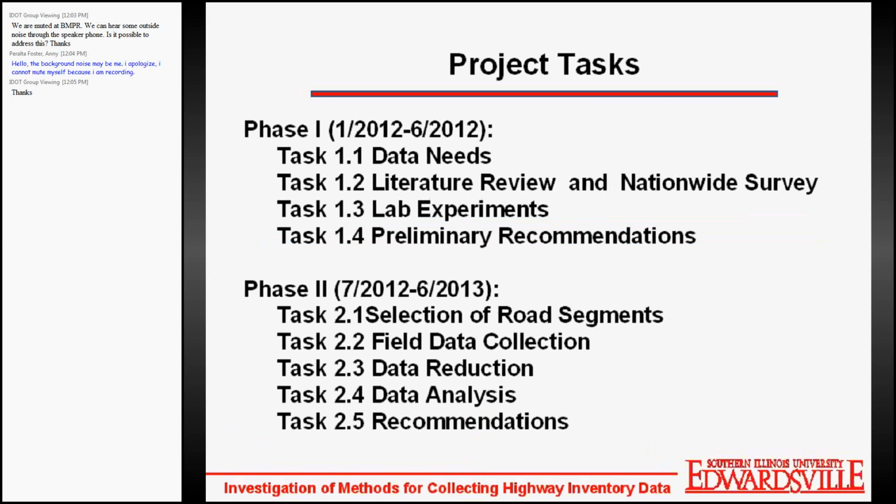Okay. All right. So first I'd like to go through all the project tasks that we completed for this project. As you can see, we separate the project into two phases, phase 1 and phase 2. From January 2012 to June 2012, that's phase 1. We completed the 4 tasks from data needs all the way to the preliminary documentation. And the second phase is for the second year, from July 2012 to the end of June. So now we are working on the final report, and by the end of this month, we will have a final report for editing.